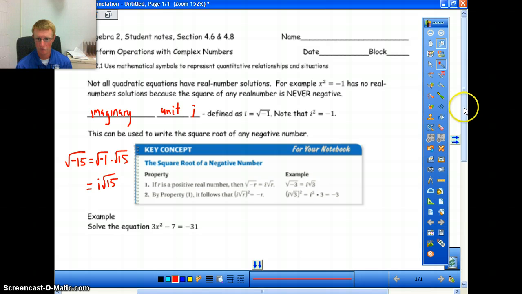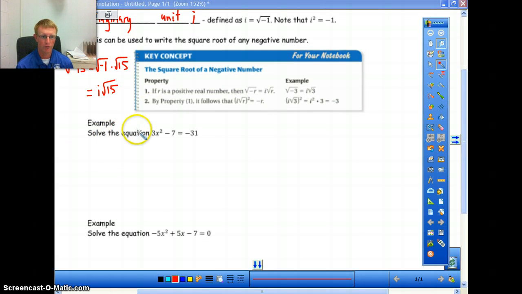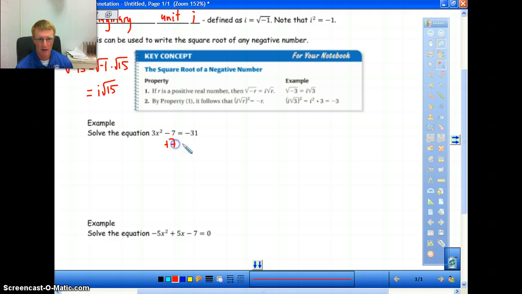So let's just get right into it. We have this one page of notes. It'll take us a few minutes to get through it. Solve the equation 3x squared minus 7 equals -31. You would solve this equation just like you would anything. Because we only have these two terms, we're going to add 7 to both sides. So we're left with 3x squared equals -24. Divide both sides by 3. And we're left with x squared equals -8.